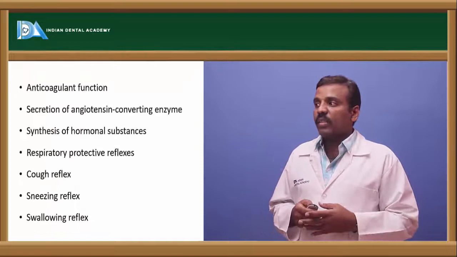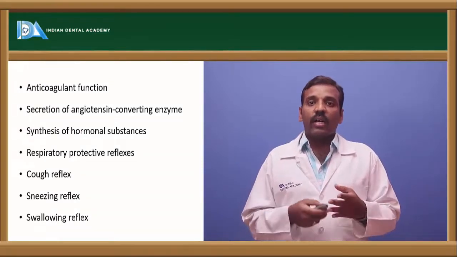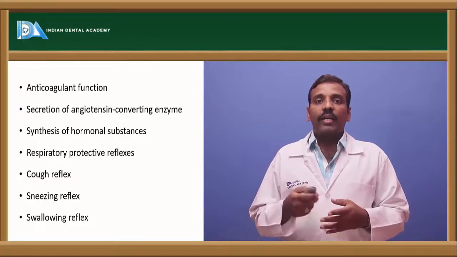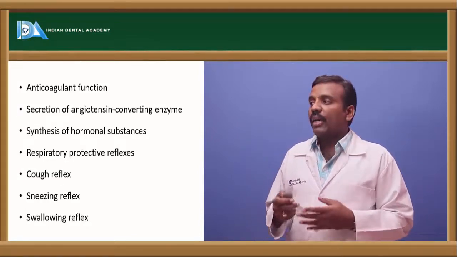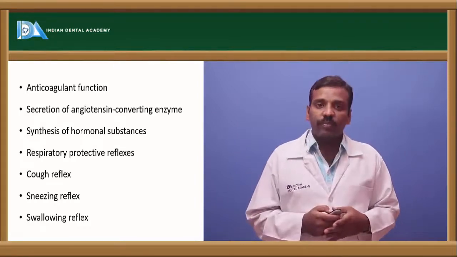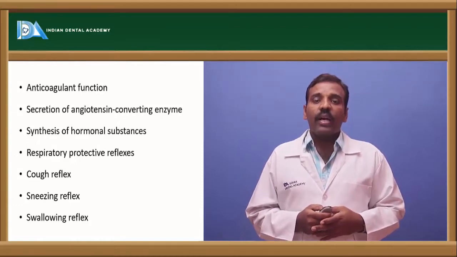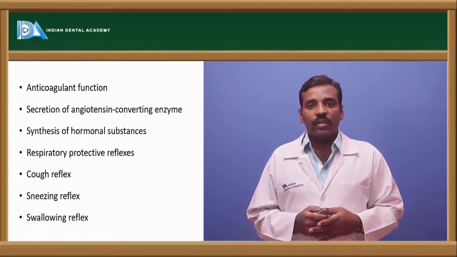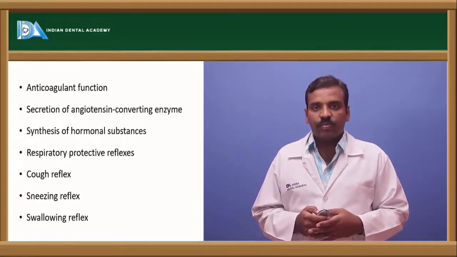And next one is anticoagulant function. The respiratory system also maintains the anticoagulant function of the blood. And next one is secretion of the angiotensin converting enzyme. It is called ACE. In the RAS mechanism, the renin-angiotensin aldosterone system, ACE is secreted by the respiratory system.